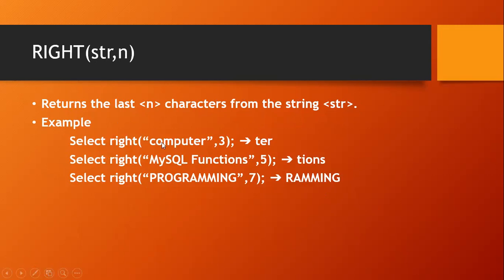So select RIGHT('computer', 3). From the right side, you can see the 3 characters will be returned, TER. It will not be in the reverse order, it will be in the same order as given in the string. Select RIGHT('MySQL functions', 5). So from the right side, 5 characters are returned and your output is TIONS. So here 7 characters from the right side, your output will be ramming.